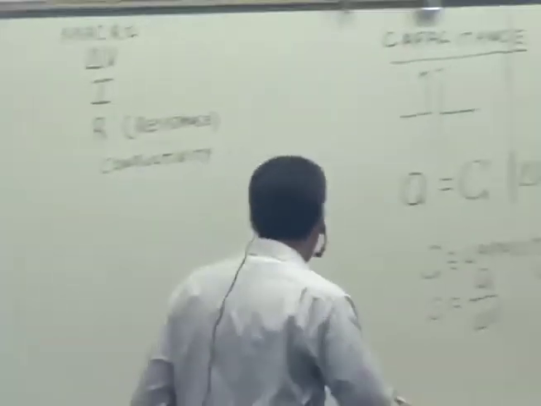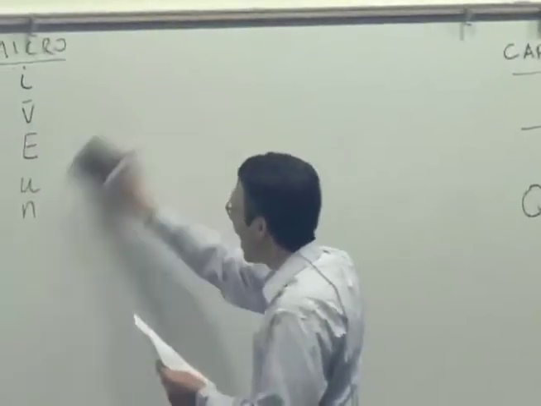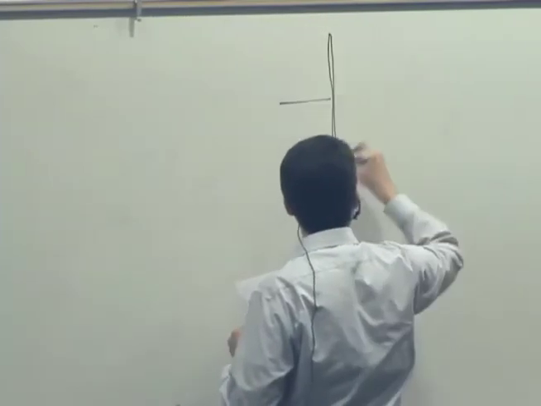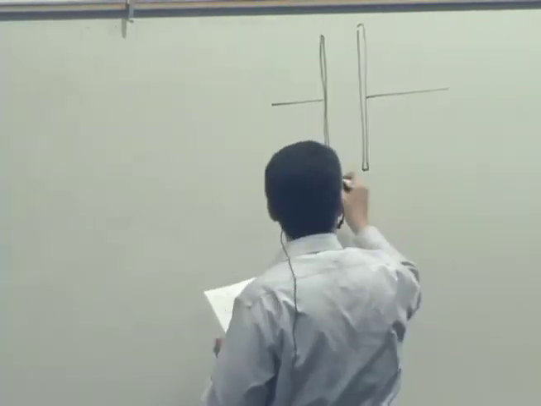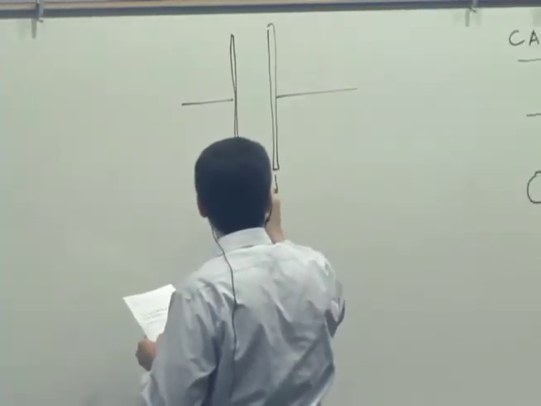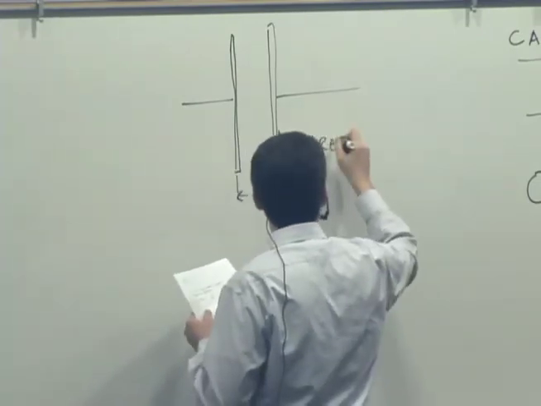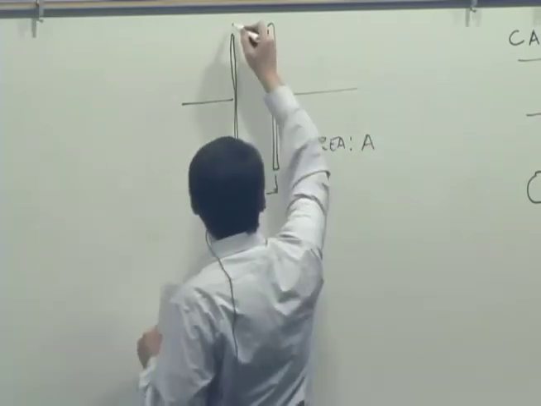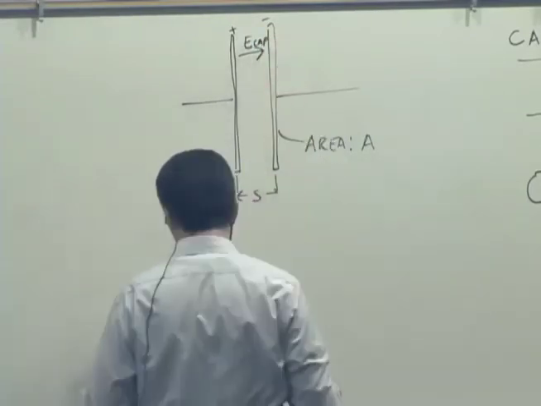Okay, and the way you can show that is that, let's say you have a parallel plate capacitor and you want to calculate the capacitance of it. So here's a capacitor. And it's got a separation between the plates, call it S, and it has an area of the plates, call it A. And there's an electric field in here. Let's say this is positive and negative. The electric field is pointing that way. So that's the field inside the capacitor.